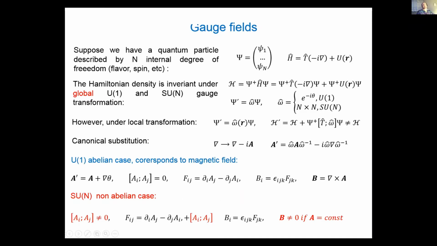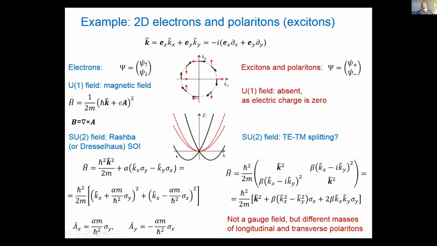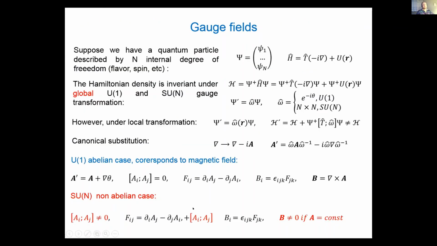On the other hand, if we do an SU(N) gauge transformation, then the components of the gauge potential should be n by n matrices. They are not necessarily commuting with each other, so this corresponds to the so-called non-abelian gauge field. In this situation, when we introduce the analog of the tensor of the electromagnetic field, it will contain some additional term given by the commutator of the matrices corresponding to the different components of the gauge fields.